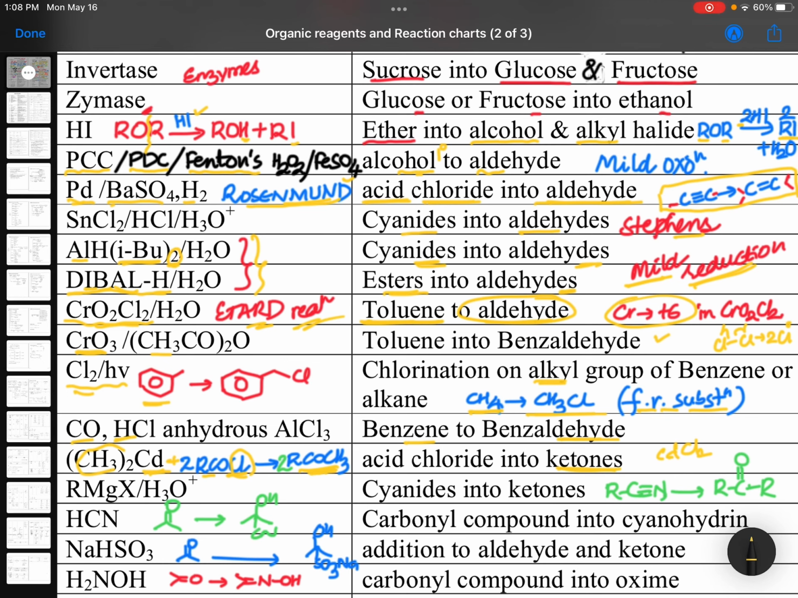RMgX, H3O plus. RMgX is Grignard reagent. Grignard reagent, when it reacts with cyanides, will give ketones. I mentioned here one reaction, you can check. This is cyanide converted to ketone. Then hydrogen cyanide reacts with carbonyl compounds like aldehydes and ketones and converts them into cyanohydrins. I have mentioned here one example: this double bond O is converted to single bond OH and cyanide. So one hydrogen we are adding here, one cyanide here. Nucleophilic addition reaction, carbonyl compound is converted to cyanohydrin.